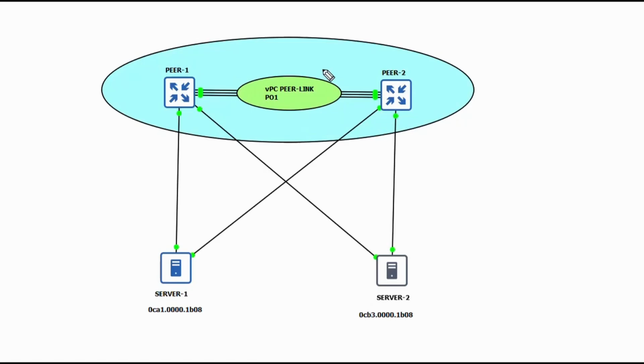So if we have a break in the peer keep alive and the peer link at the same time, then both peer 1 and peer 2 will assume the primary role, resulting in a split brain scenario, and they will both start forwarding traffic independently.